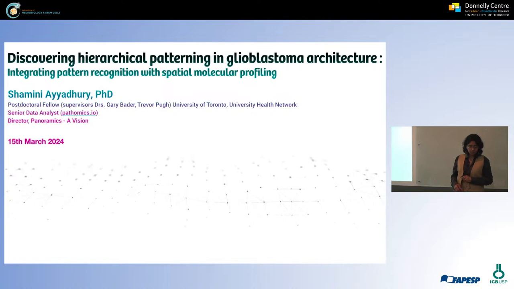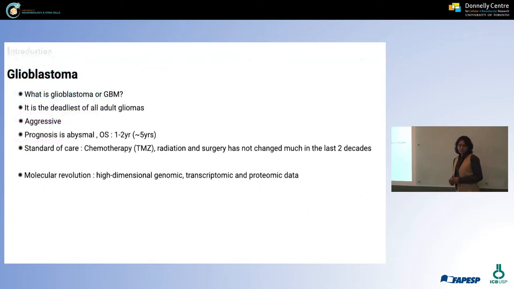So moving on. For some of you, I don't have to introduce what glioblastoma is. Glioblastoma, or GBM for short, of all the adult gliomas, is the most devastating. It is very aggressive and prognosis is extremely poor. The overall survival is about 1 to 2 years. There are some institutes around the world that boast a 5-year life expectancy, but this is due to surgical resection. They do supratotal surgical resection and you can actually increase it to 5 years, but that's very rare. And the standard of care, quite sadly, which is chemotherapy, radiation and surgery, hasn't really changed much in the last 2 decades.